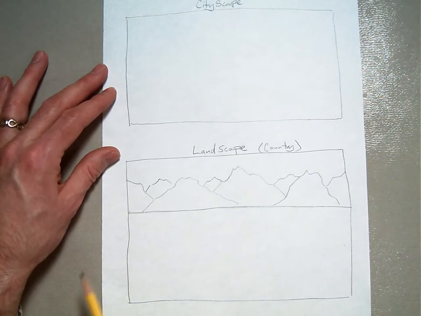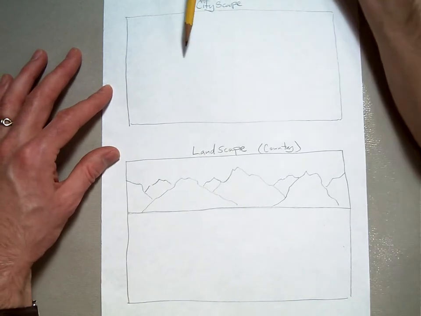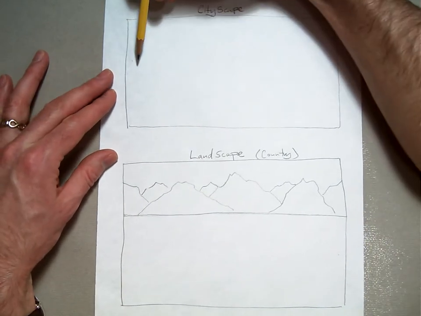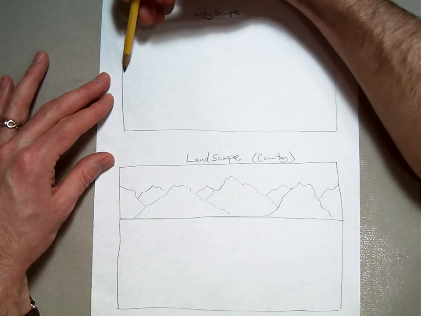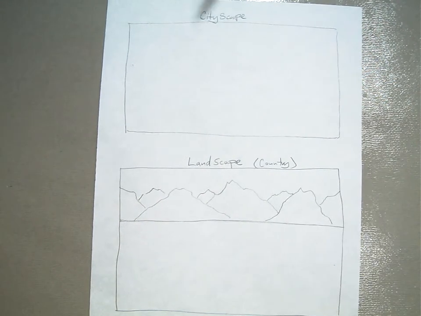Cityscape people, you are also going to be drawing a horizon line, and you're going to put your horizon line, sorry, I'm going to have to draw upside down here. You're going to put your horizon line pretty much just a hair above the center line. All right, and you're going to draw it here.